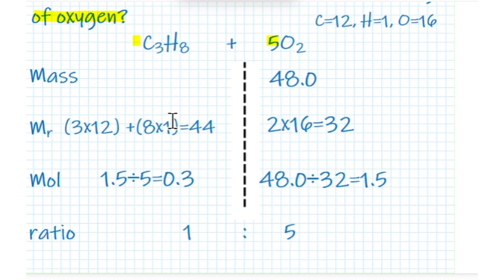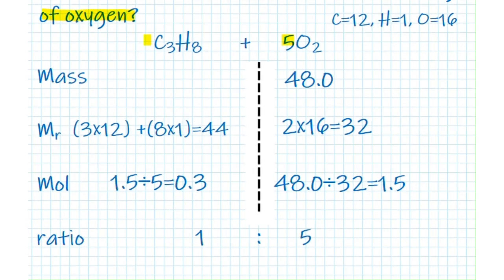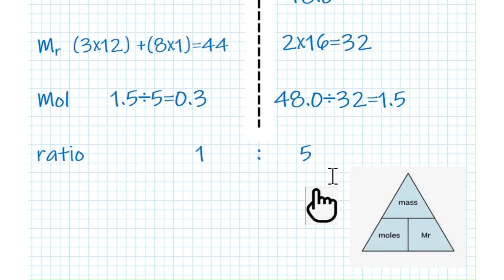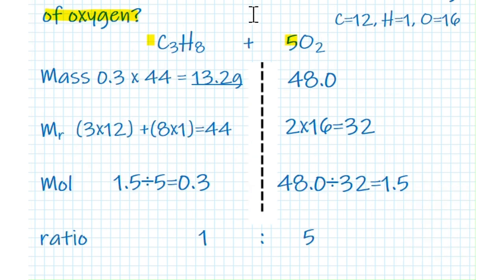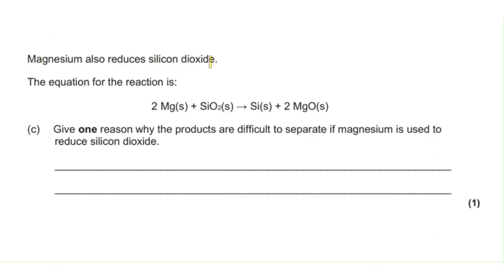We've got 3 carbons and 8 hydrogens. So that's 3 times 12 plus 8 times 1, 44. Once again, using the formula triangle, the mass is the moles times the Mr. 0.3 times 44, 13.2 grams of propane. Question done. So let's look at an exam question.